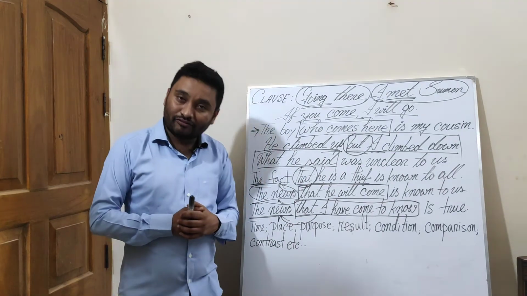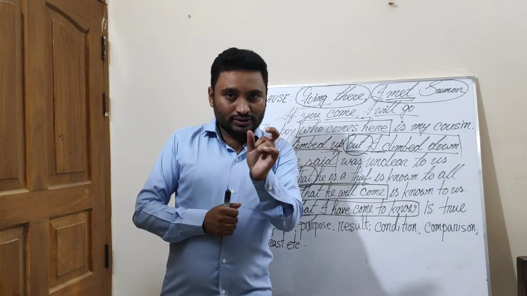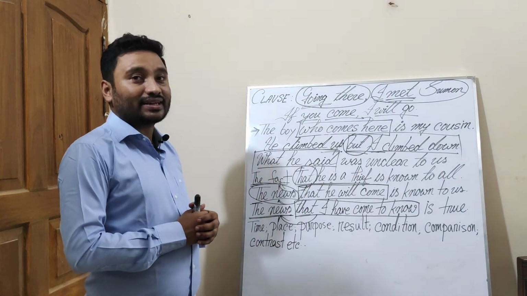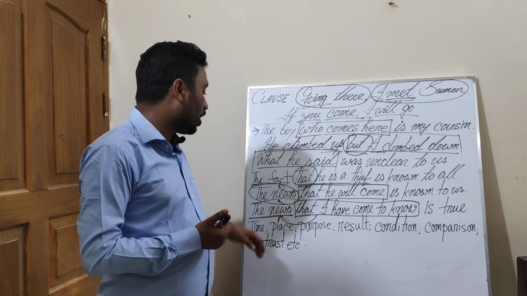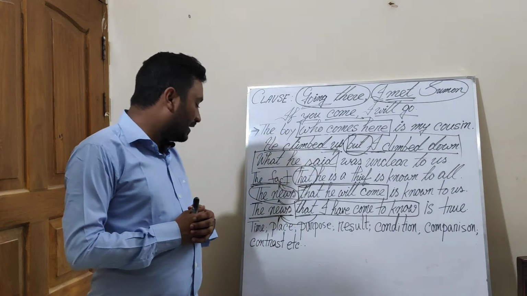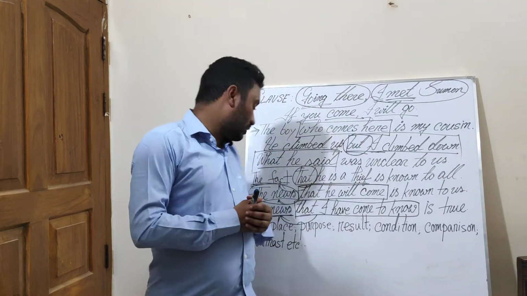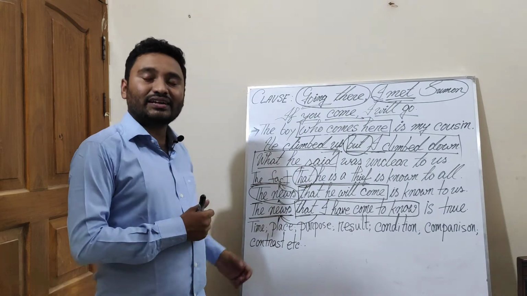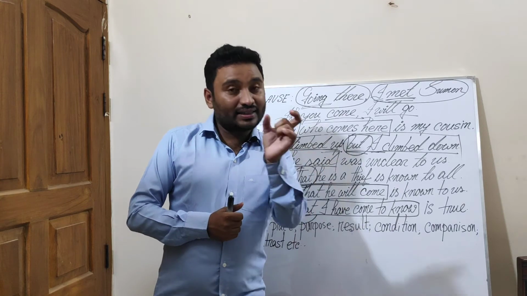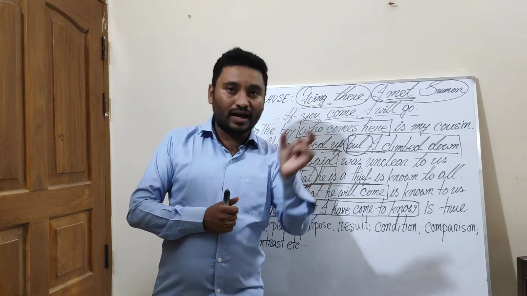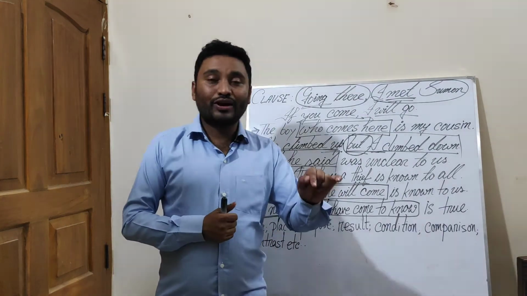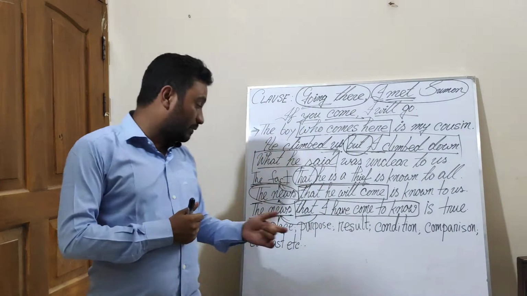Adverb clause means when a clause says something about the principal clause. It modifies the time of that principal clause or place. It can be the purpose, the result, the condition, the comparison, the contrast, and many more. Like for time I can give an example, like wait until I come here. So it is modifying the principal clause. Or I can say stay where you are. Where you are, it is saying about the place.